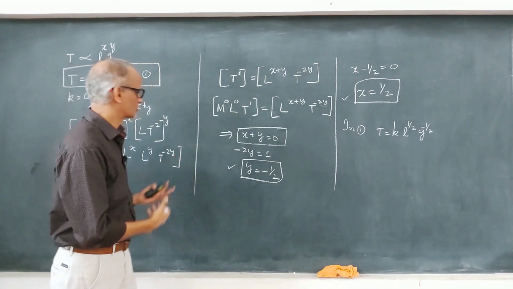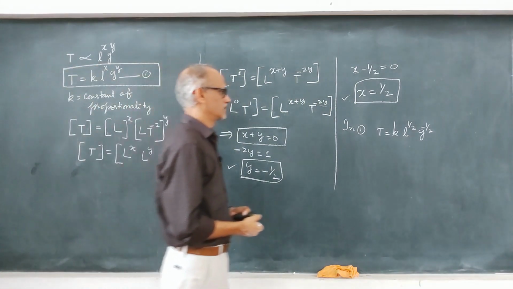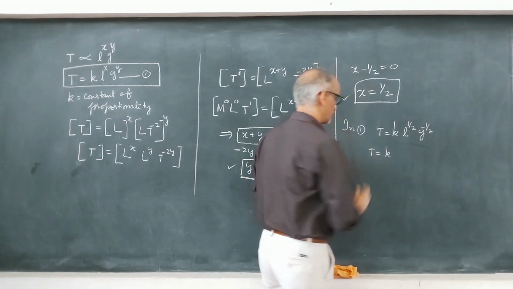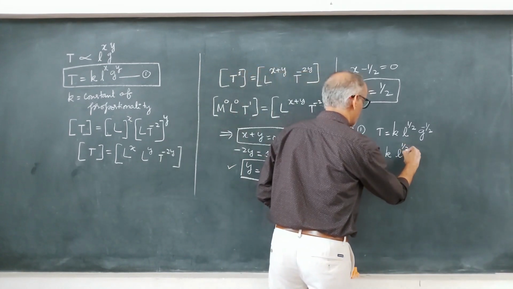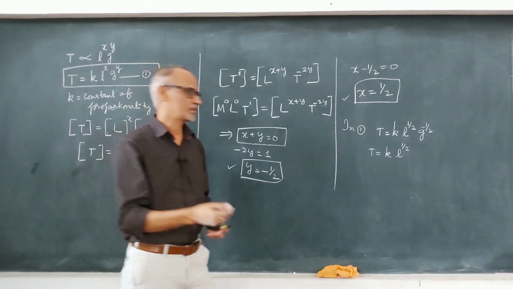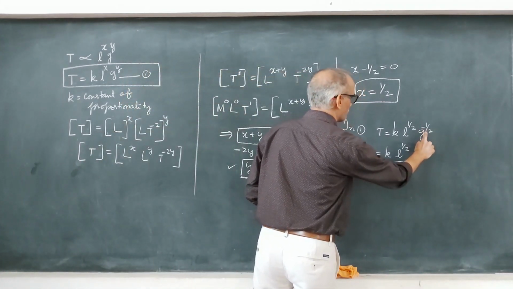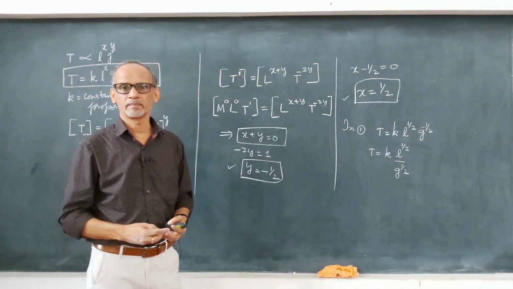See, you have to write so much. This is a 5 marks question, right? Hope you are following. Then, this is not the end of it. We have to continue. T is equal to k into L to the power half. And since g has a negative power, take that term to the denominator, divided by g to the power half. Because g to the power minus half means it's in the numerator, so in the denominator it will be g to the power plus half.